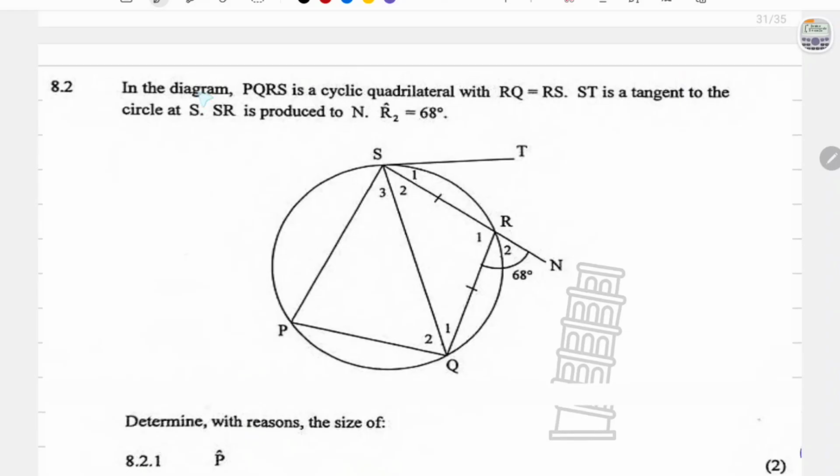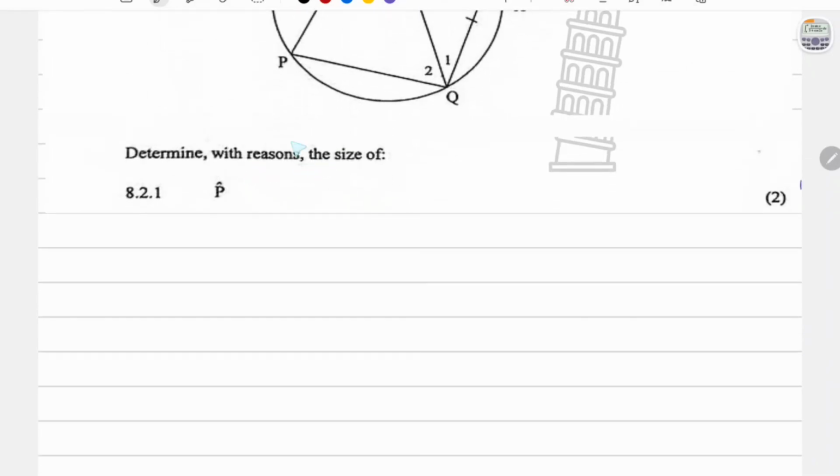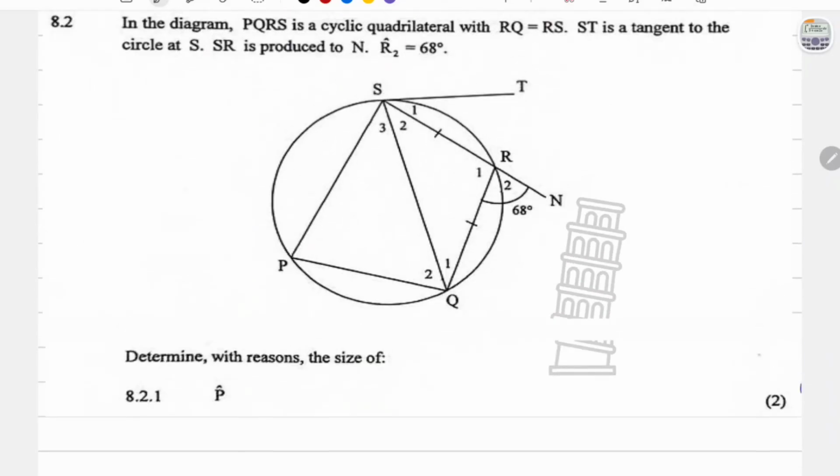Okay, so 8.2 says, in the diagram, PQRS is a cyclic quadrilateral. So they've already told us that, with RQ being equal to RS, so these two lines are equal. Then they tell us that ST is a tangent to the circle at S, and SR is produced to N. Then they lastly tell us that angle R2 is equal to 68 degrees. And the first question is to determine, with reasons, the size of angle P.